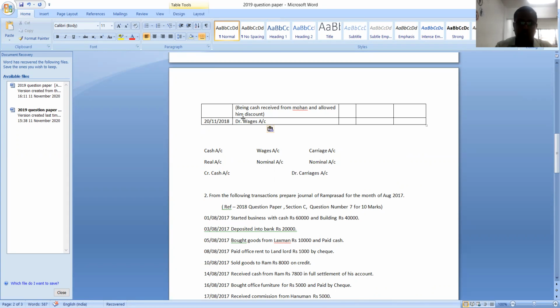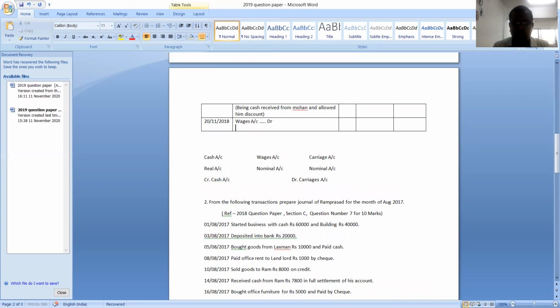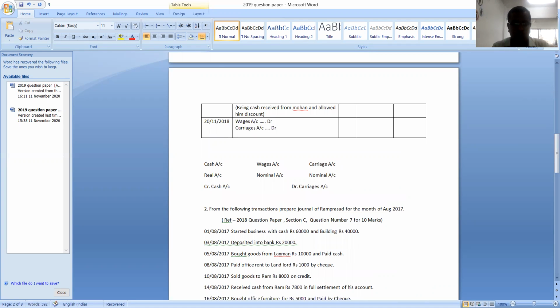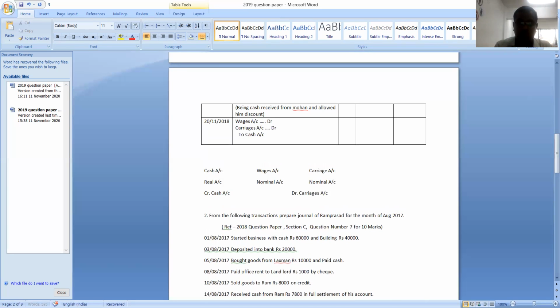So wages account debit. Write it down: wages account debit, and another account should be debited. Which account? Carriages account debit. To which account? To cash account. Here we should leave one or two letters of space and write the name of the account that is credited. So, to cash account. Understood? This is how we need to pass compound entries.